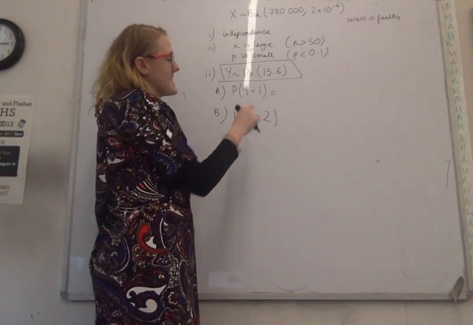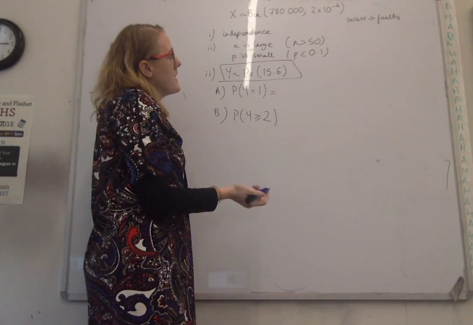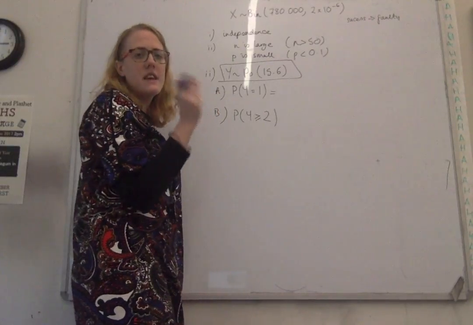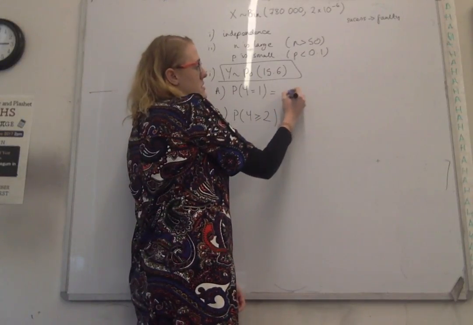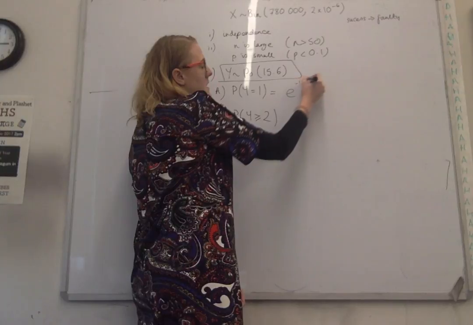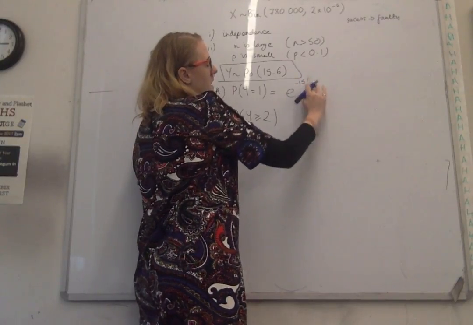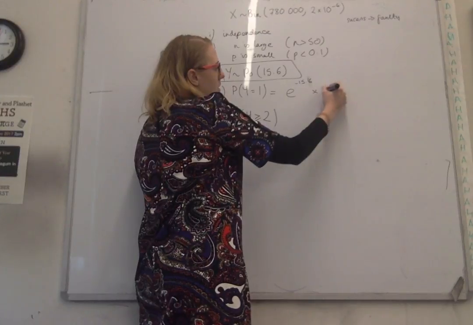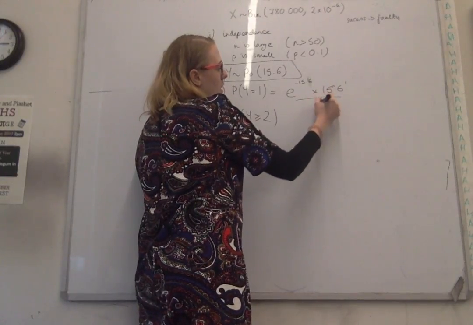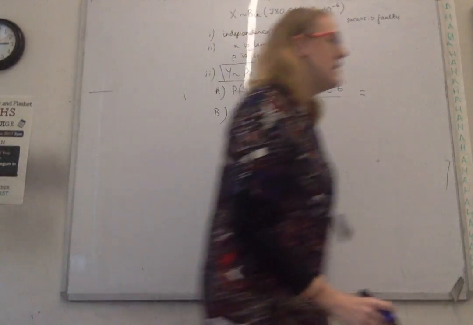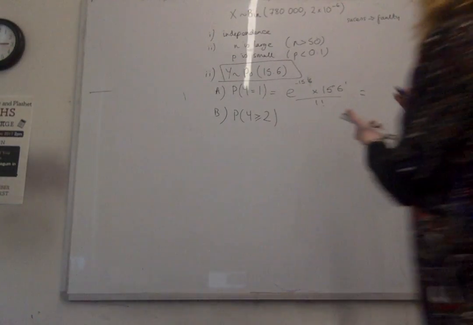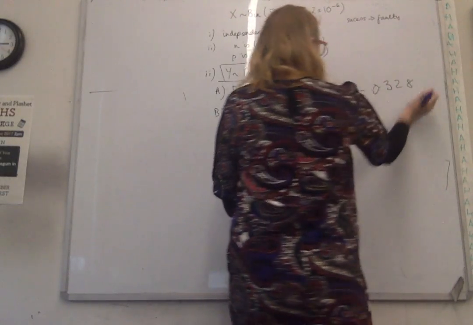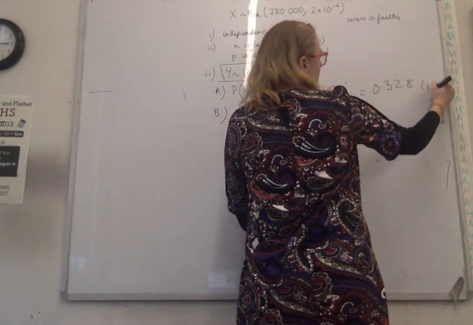The first part asks us to find the probability that exactly one of the pixels was faulty. So all we needed to do was put that into our Poisson distribution: e to the minus lambda times lambda to the power of 1, 15.6 to the power of 1, all over 1 factorial. That works out to be 0.328, rounded to 3 significant figures.